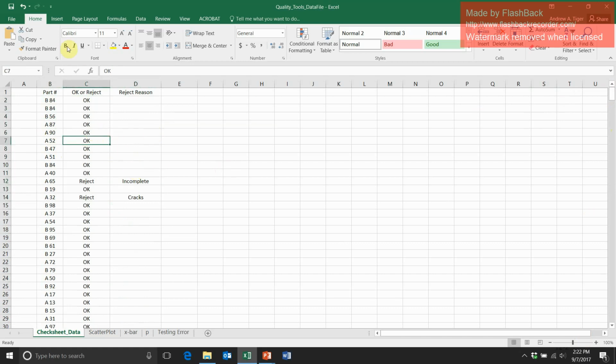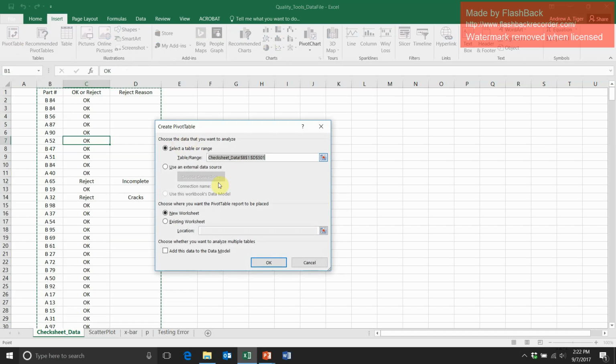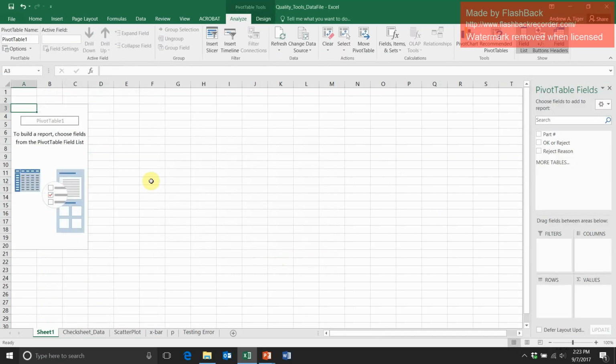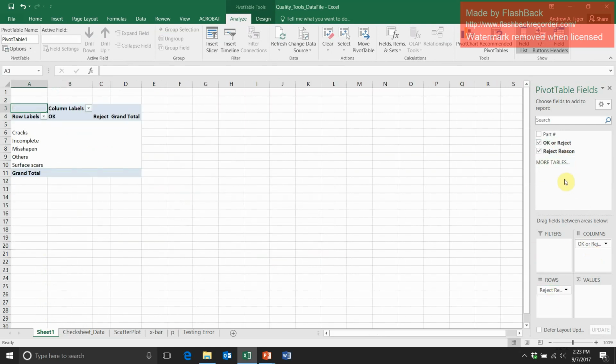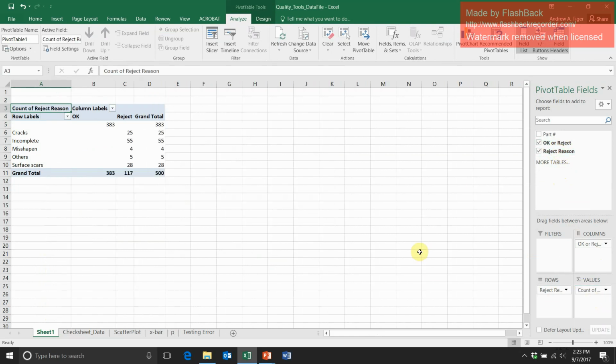If I click over in this world and do a pivot table, it grabs all of the data, and I'm going to bring my reject reason down here and my OK or reject there, and since both of these are text, I'm also going to just drop it like that. So just like that, I'm able to see in my 500 things, 117 of them are bad, and what happens most often is that incompletes happen more often. The misshapen doesn't happen very often, so I probably don't need to investigate or try to improve this first.